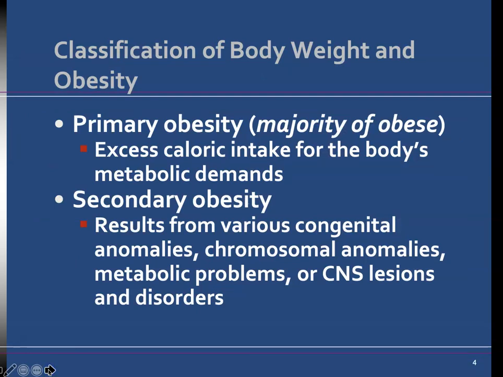The classification is primary obesity and secondary obesity. Primary obesity accounts for the majority of obesity cases, and this is due to excess caloric intake for the body's metabolic demands. Secondary obesity results from various congenital anomalies, chromosomal anomalies, metabolic problems, or CNS lesions and disorders.